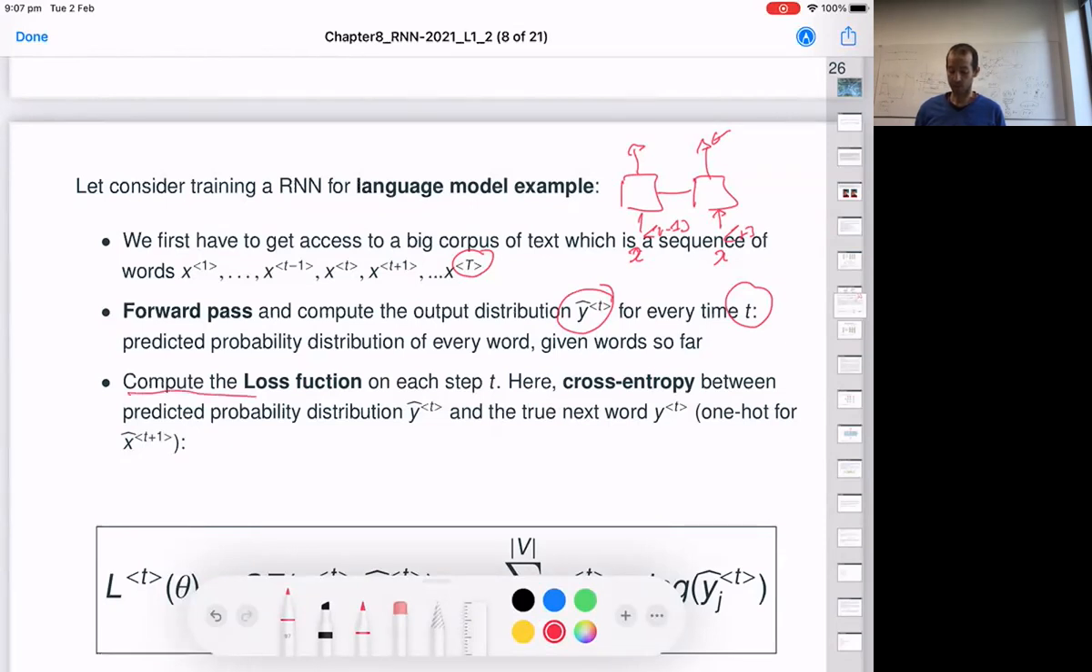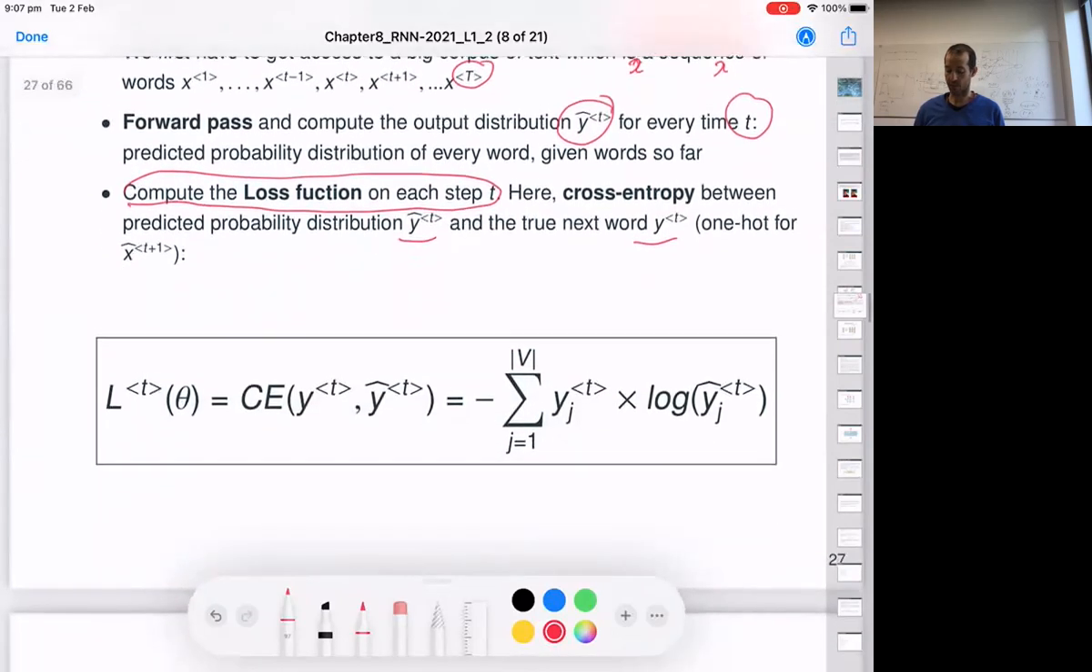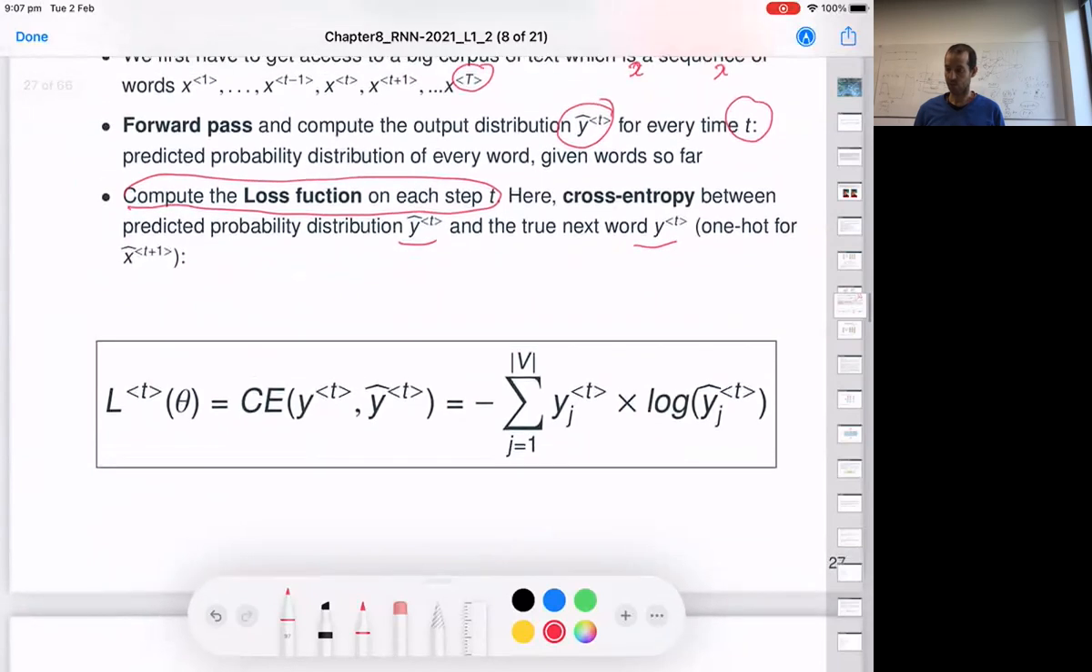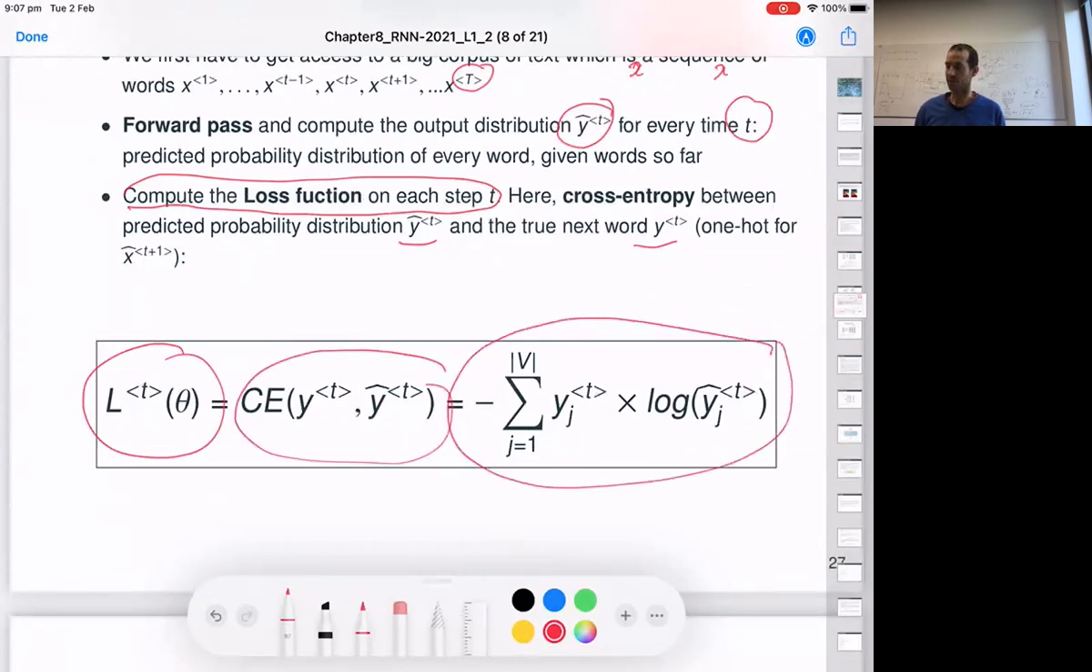You have to compute the loss function at each time t. The loss function we use here is the cross entropy between the predicted probability at each time t and the true next word. Remember that we have the one-hot for xt plus 1. So the cross entropy, your loss function here, I put theta, but I could put a w for the parameters. The cross entropy, remember, for a categorical variable, is like this. Does this cross entropy make sense for everyone?